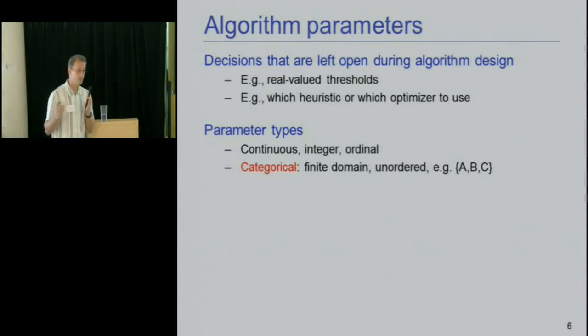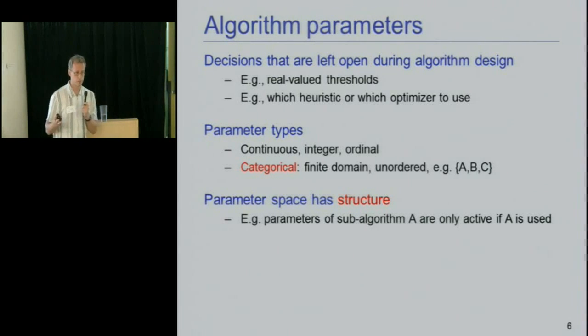There's different types of parameters, of course. There's continuous parameters, but there's also integer and ordinal parameters and categorical parameters. And these categorical parameters, those are the ones where you have a finite, typically small set of values that the parameter can take. Binary parameters are a special case of that, but you could also have more values, such as use heuristic A, B, or C.